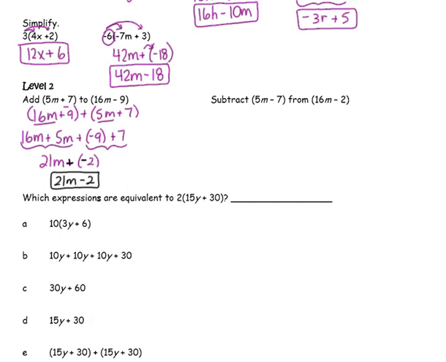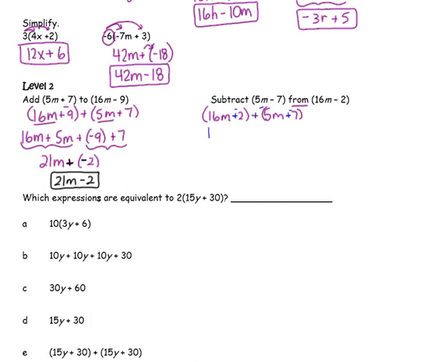Next, subtract 5m minus 7 from 16m minus 2. Notice the parentheses, so we do need to keep those as quantities. Subtracting from, so we're starting with 16m minus 2, and we are subtracting from that 5m minus 7. The first thing I want to do is change the subtraction to adding the opposite. So this is going to become plus negative 2. This is going to be adding the opposite, and this subtraction is going to be adding a negative 7.